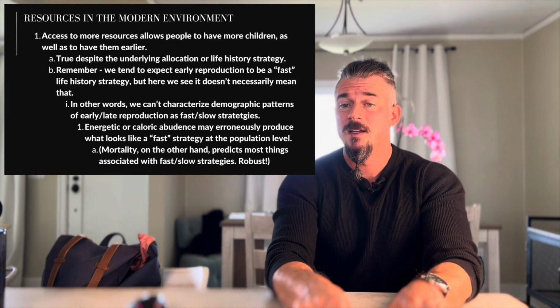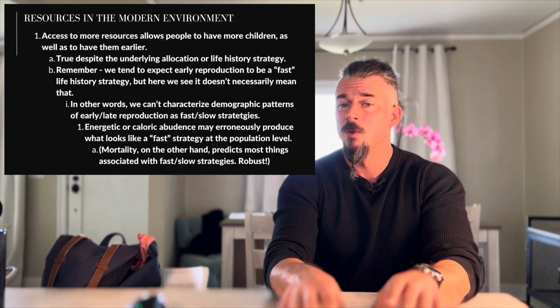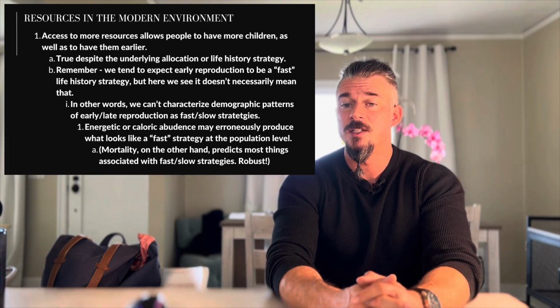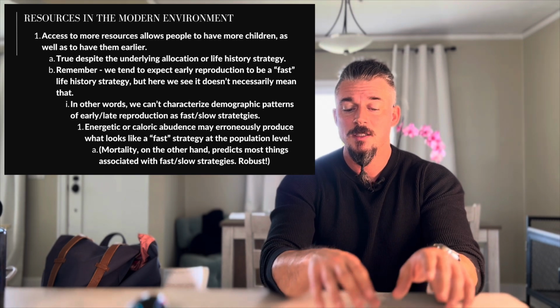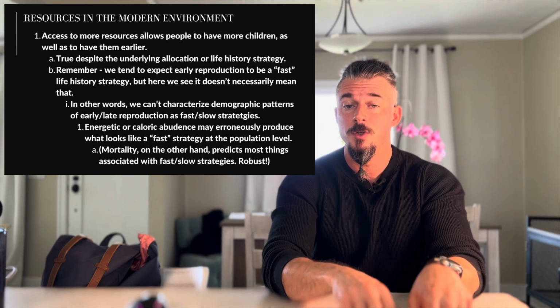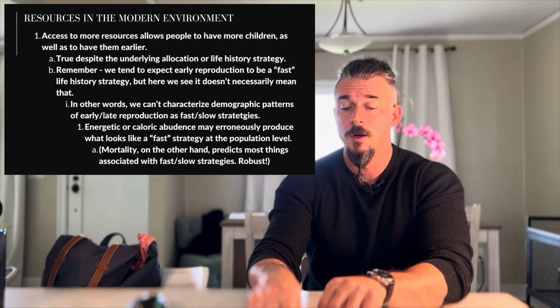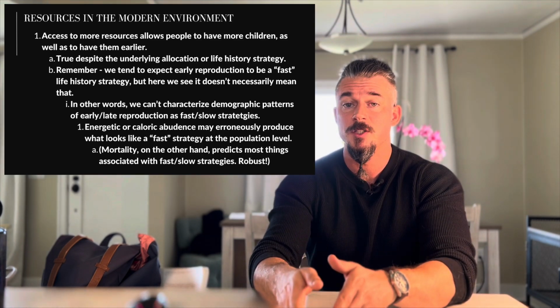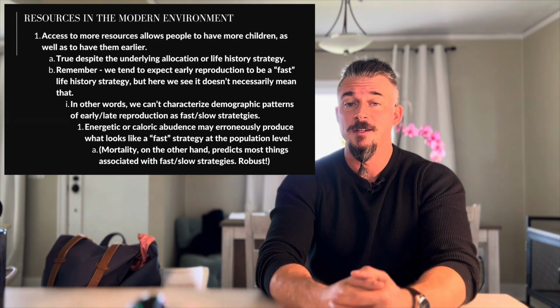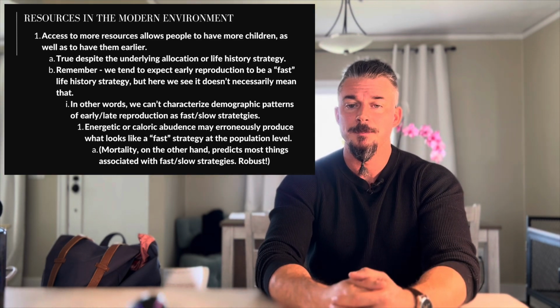Energetic or caloric abundance in the environment can also erroneously produce what looks like a fast life history strategy at the population level, kind of what I explained. So if resources, good nutrition, that sort of thing produce earlier birth at the population level, you might look at the population and compare it to another and think, oh, this is a very fast life history population, when in fact it's not. It could be a Western population or something like that.